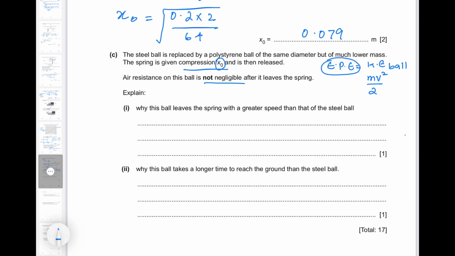Now kinetic energy is mass multiplied by speed squared multiplied by half. As they're telling in the question, this new ball has a lower mass. That means for the total energy to remain the same, this ball has to have a larger velocity, because total energy here would be equal to the total elastic potential energy, which is the same. To keep the magnitude the same, you would have to increase the velocity to counter the decrease in mass.